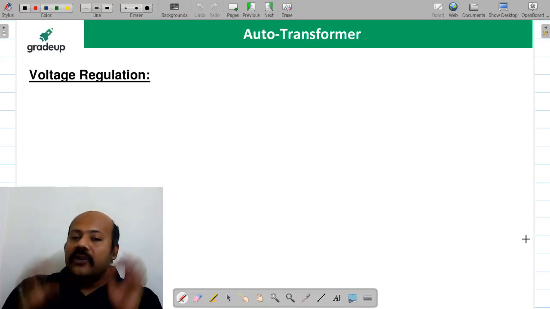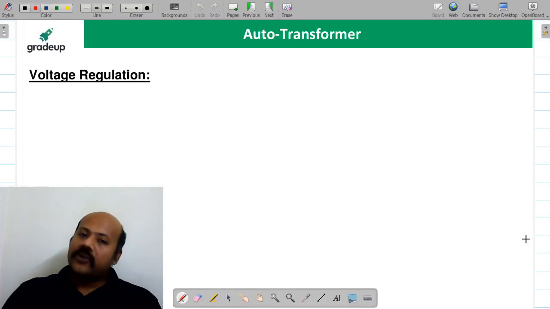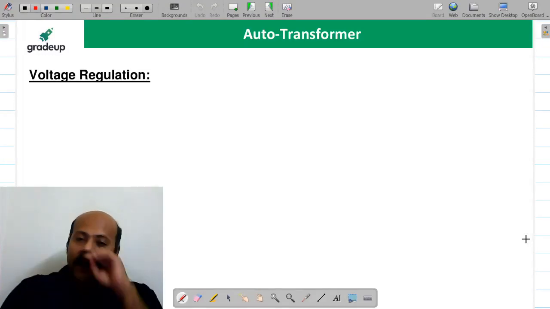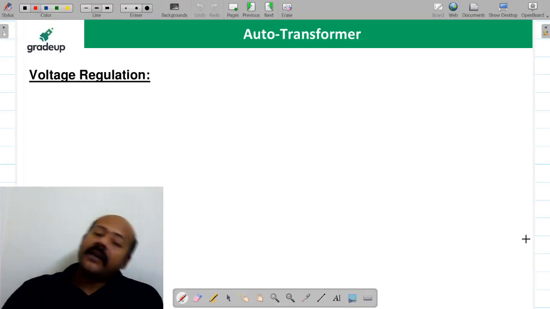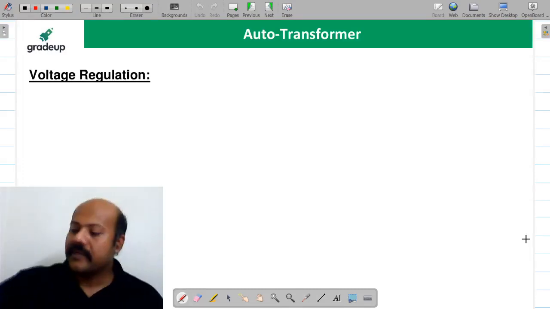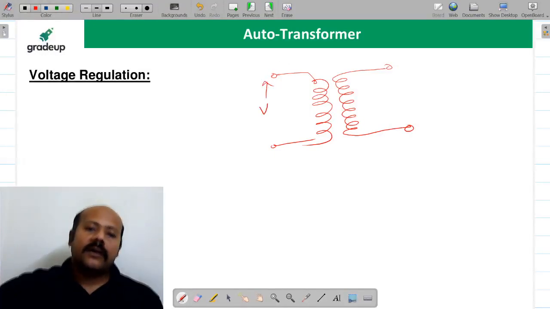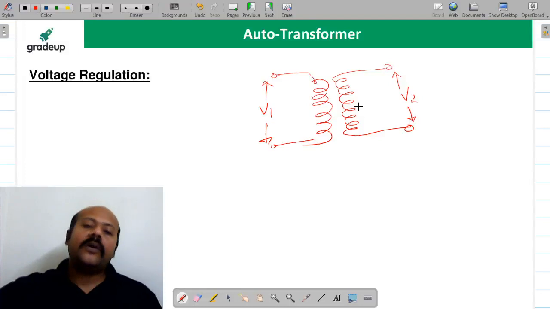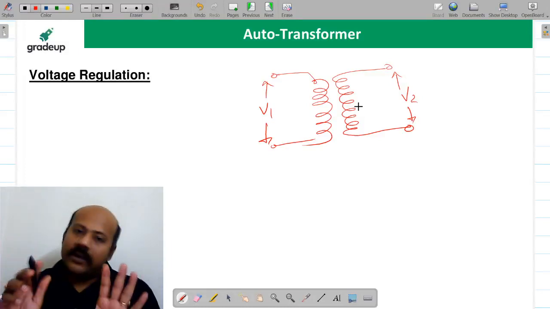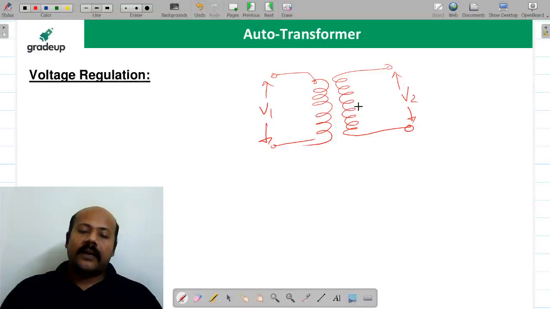Now suppose you have sold your transformer to the ultimate consumer and you have told him that if you apply V1 voltage at the primary side, then you will get the V2 voltage at the secondary side. Are you getting this? See, the situation is something like this. This is the primary, this is the secondary. The consumer is going to apply the voltage V1 at the primary side, and he is going to get the voltage V2 at the secondary side. That is what you told him. Are you getting this point or not?